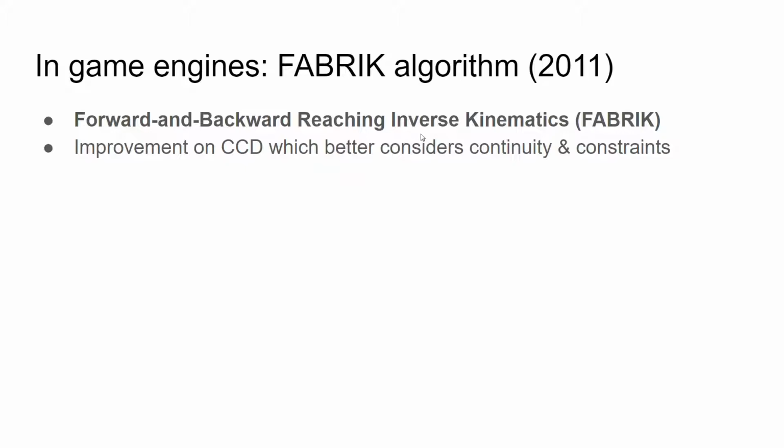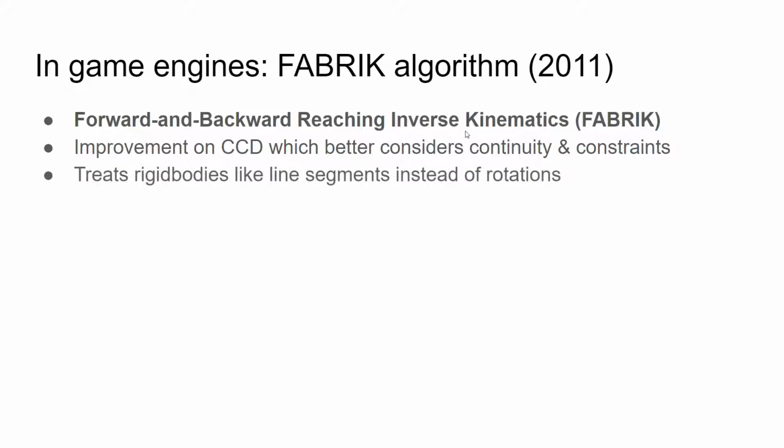It's similar to the EM algorithm, or no, EM algorithm is not the same. I don't remember the name of the algorithm in machine learning. It's not important. Anyway, what Fabric does is essentially treats your rigid bodies like a bunch of line segments, and it tries to find the positions of the points, and then from there it tries to figure out the rotations, instead of CCD style where you just rotate it a little bit until you get to a rotation that works.